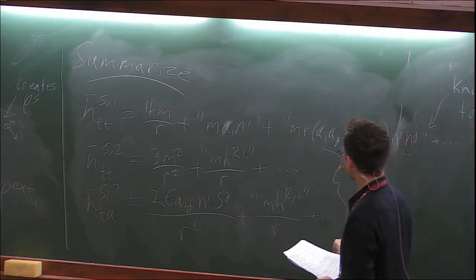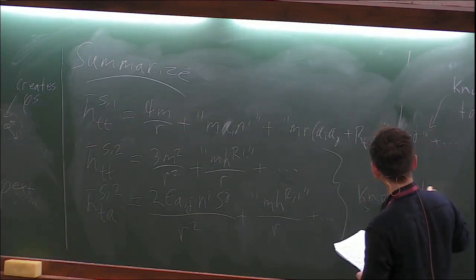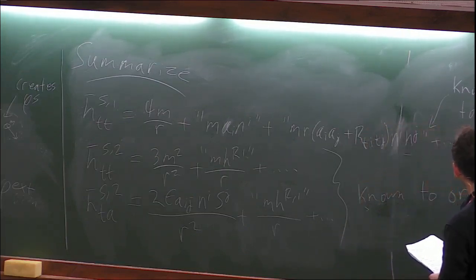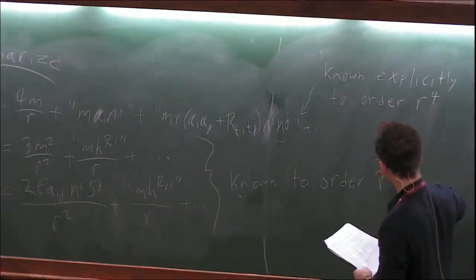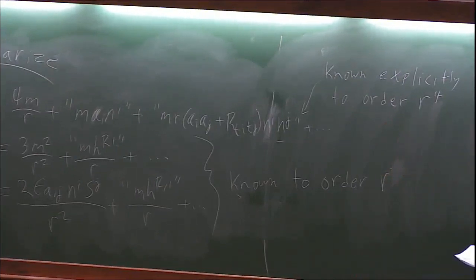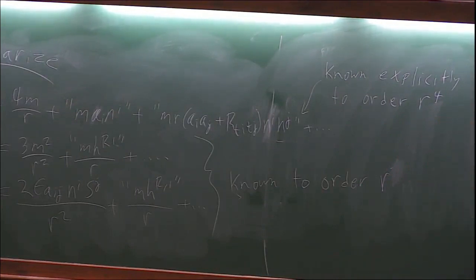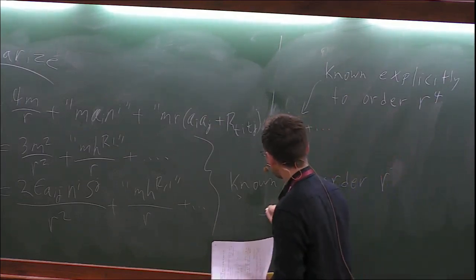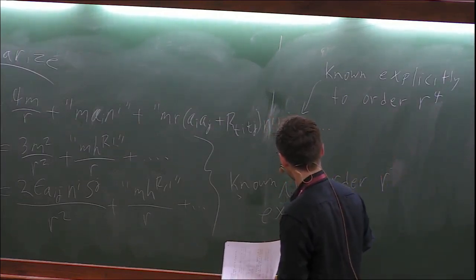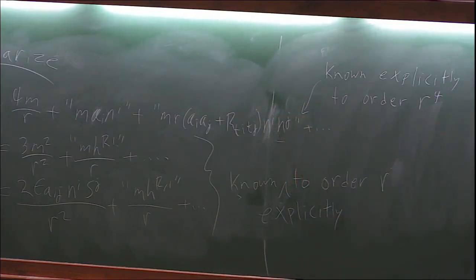So this second order expansion is known to order r, inclusive. So 4 orders total: 1 over r squared, 1 over r, r to the 0, and r. Okay, so this is the local form of the metric. Let me add, known explicitly. But this is just the s part, not the r part.